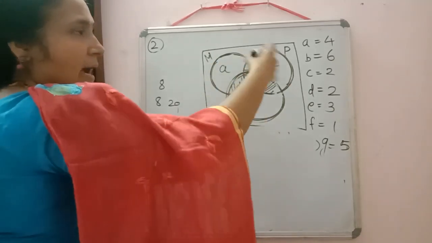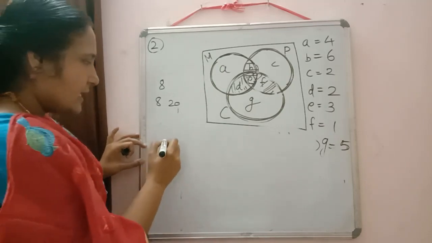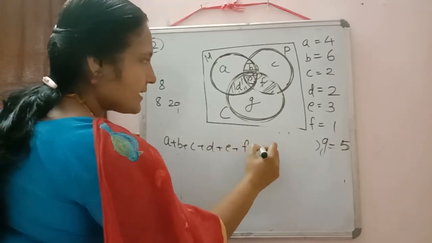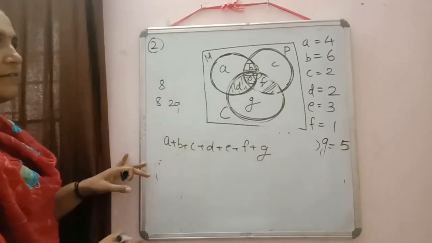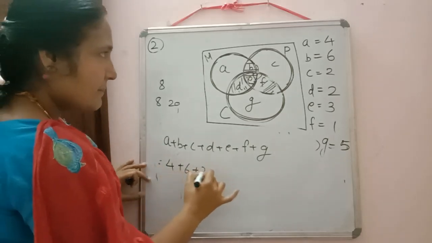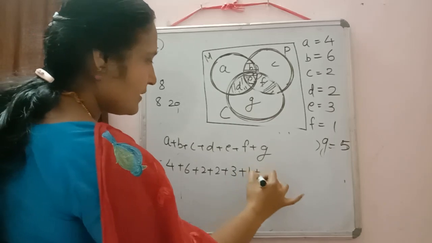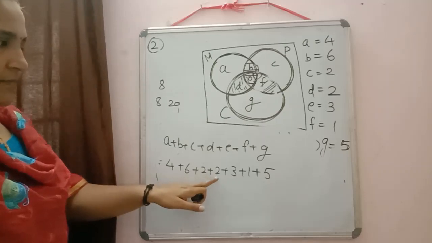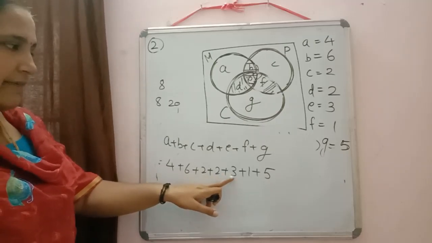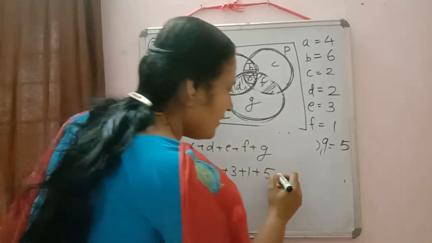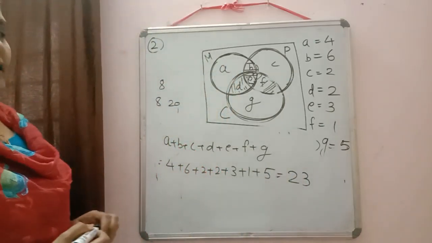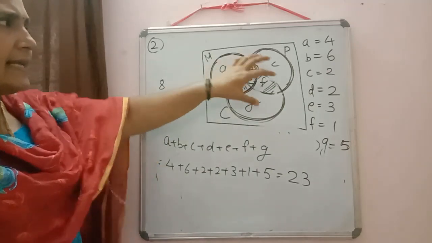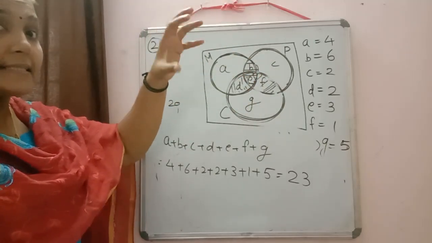So what we will do? We will add all the regions. So just write down there. At least one of the subjects will be A plus C plus D plus E plus F plus G. Now just substitute all the values. 4 plus 6 plus 2 plus 2 plus 3 plus 1 plus 5. Check how much it will come. 4 plus 6, 10, 12, 14, 14 plus 3, 17 plus 1, 18, 18 plus 5, 23. So at least one of the subject, 23 students are there out of 25 who have taken at least any one of these subjects. At least I am saying minimum.